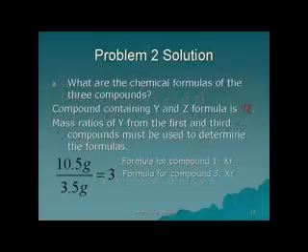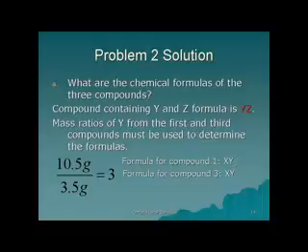Well, let's look at the solution to part B. On your slide, you're going to notice that it got relettered part A. Would you change that to B? Because we're really working on part B. What are the chemical formulas for the 3 compounds? Now, we have only enough information on the compound containing Y and Z to conclude that its formula is YZ.